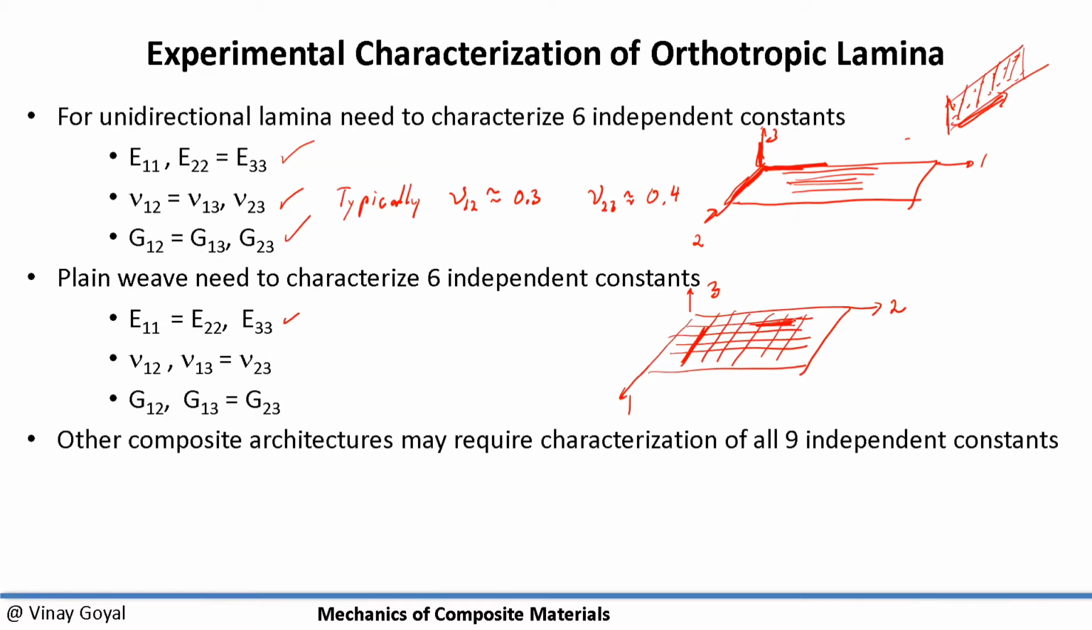If I apply load in the one direction, I'm measuring contraction in the three direction. That's across the fibers. If I apply loading in the two direction, I'm measuring the contraction along the three direction, which is across the fibers again. But nu 1,2 is different. Nu 1,2 is applying the load along the fiber and measuring the contraction along the fiber again. So we covered that one.